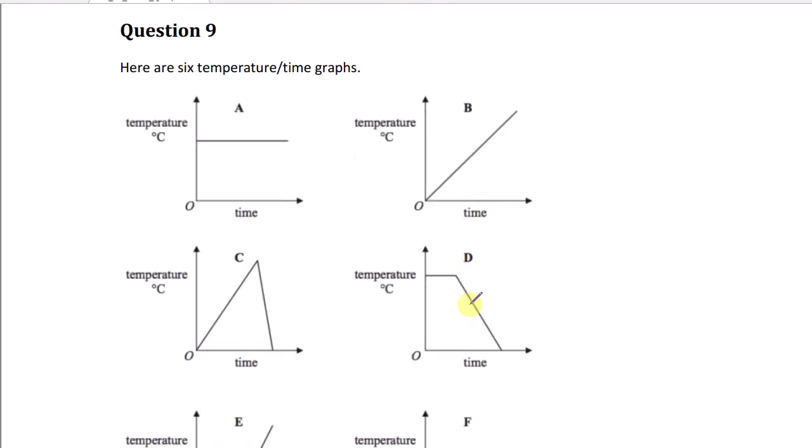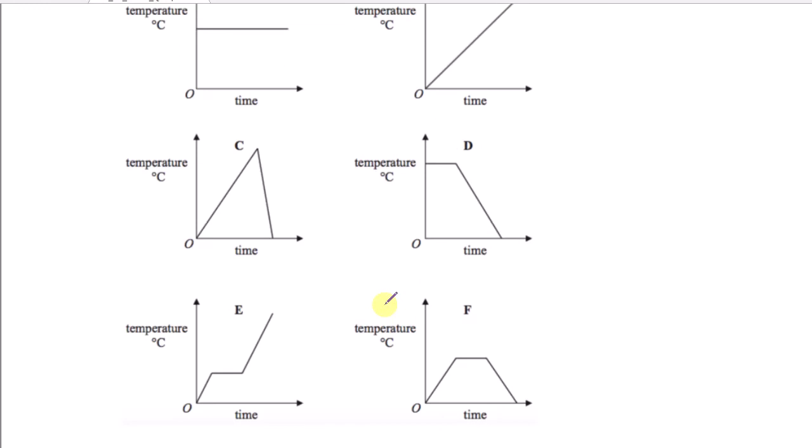Scrolling down, number 9. This is about matching the descriptions. Let's zoom out a little bit so I can see the description at the same time.